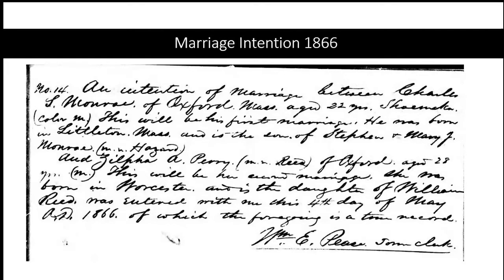And his wife, Sophia A. Perry. Again, she was married before, so her maiden name was Reed of Oxford, age 28. Again, mulatto. This will be her second marriage. And she was born in Worcester, Mass. And she's the daughter of William Reed. And this was recorded on the 4th day of May, 1866. And this is a formal record. It was signed by the town clerk.